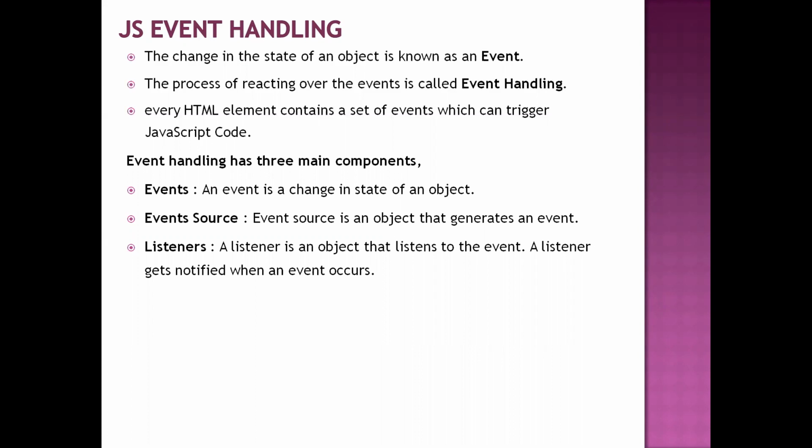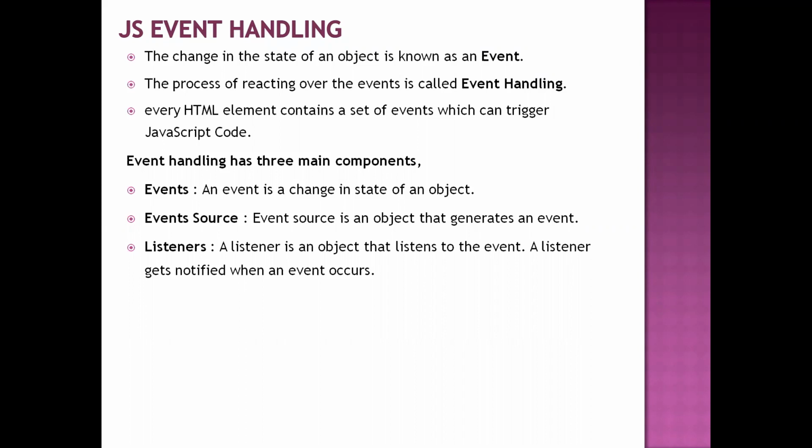Now the third one is listeners. This is also an object, or it may be a physical object, or it may be some software component like a program. Whenever an event occurs, if some function or some object reacts according to your event, then that function or that object is called a listener. So whenever an event occurs, whatever listener is associated with your event source automatically gets notified.